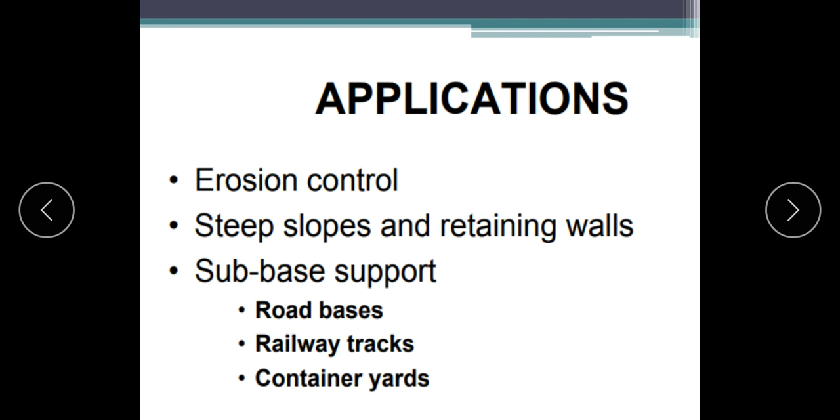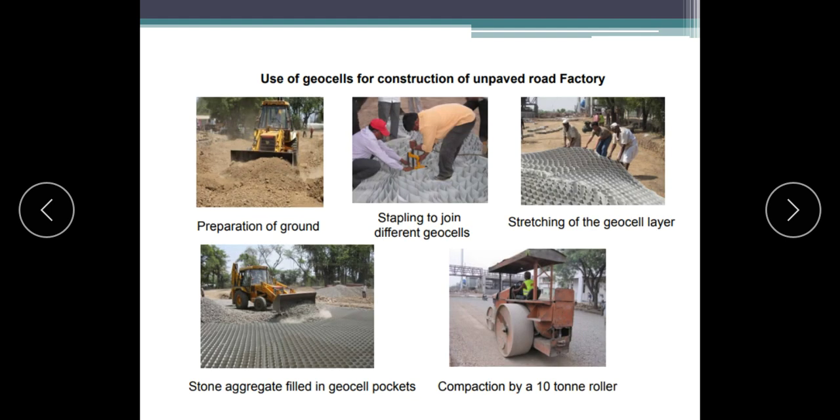As for applications, this is used especially for erosion control and slope stabilization. We use this type of structure for steep slopes or retaining wall construction, and also for sub-base support. These are excellent sub-base supports for road bases, railway tracks, and also container yards where heavy loads are coming.